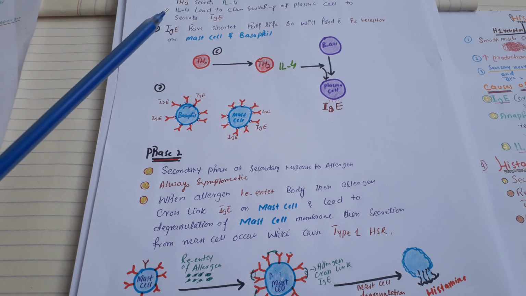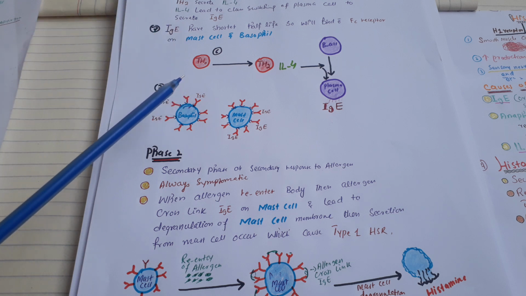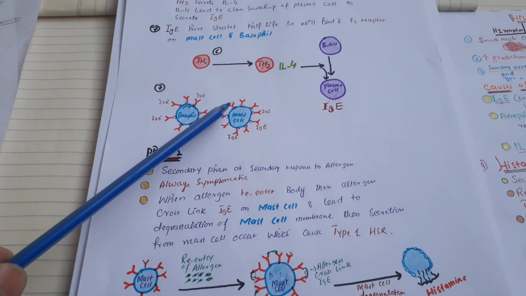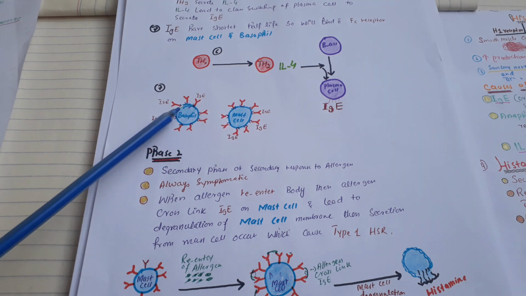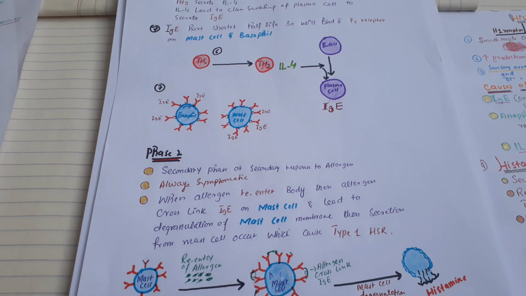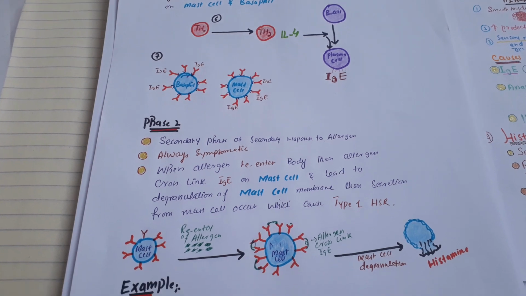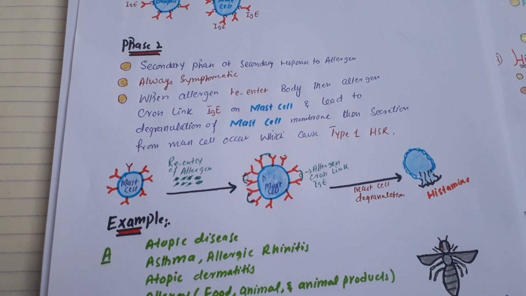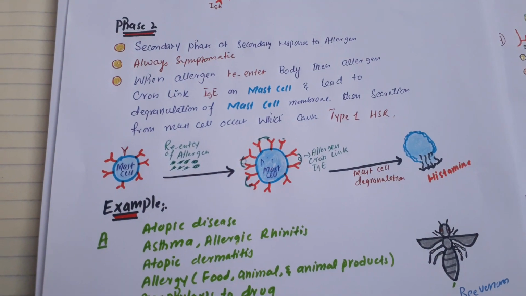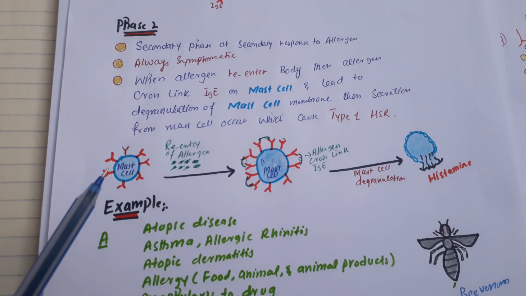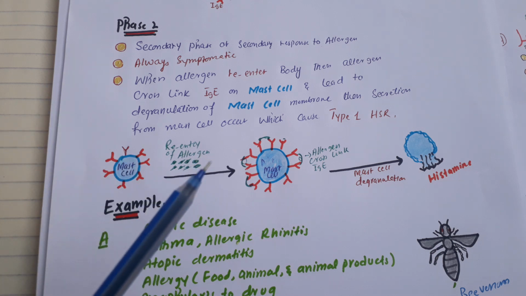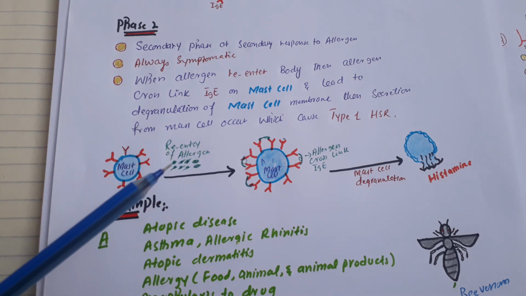The primary phase is also called the sensitizing phase. Now this IgE is bound with the mast cells and basophils. In the secondary phase, if the allergen re-enters the body, you see the IgE was bound on the mast cell surface in the primary phase.